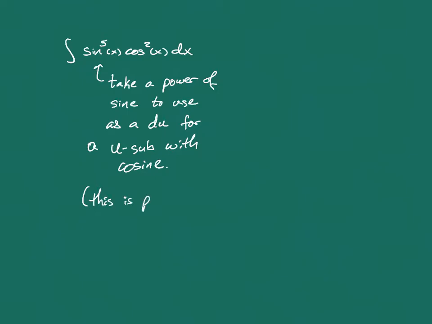This is possible because the power on sine is odd. What that lets us do is to convert our remaining powers of sines into cosine using our trig identity. So let's actually see how that works.